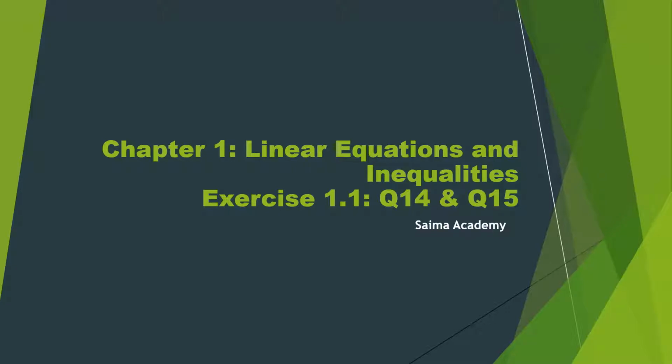In this lesson, I will explain to you question number 14 and 15 of exercise 1.1, linear equations and inequalities. So question number 14, we have 3 multiplied by (2 minus x) plus 6, which is equal to 4x plus 3.